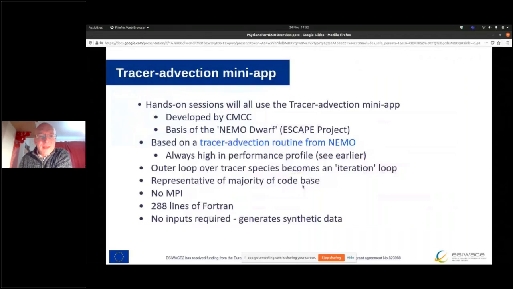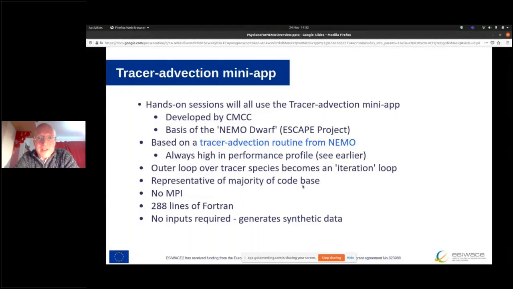So moving on now to think about the tracer advection mini-app. All of the NEMO hands-on sessions will use the tracer advection mini-app. It was originally developed by CMCC and kindly provided to us by Sylvia. It forms the basis of the NEMO dwarf, which you may have heard of, which has come out of the Escape project. And it's pretty much a cut and paste of a tracer advection routine from NEMO, and it's always high in the performance profile. In fact, it was the number one routine in the profile I showed you earlier.